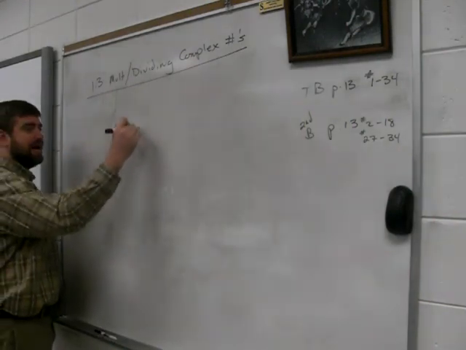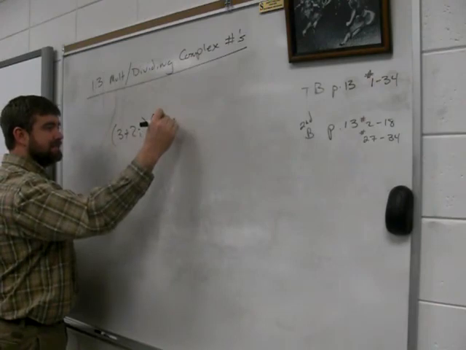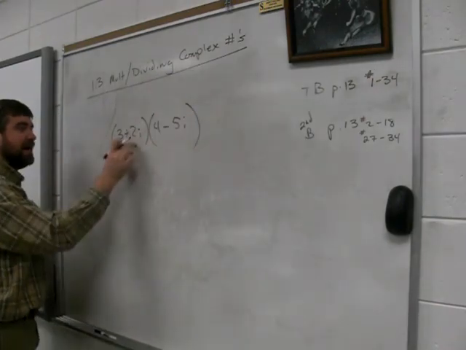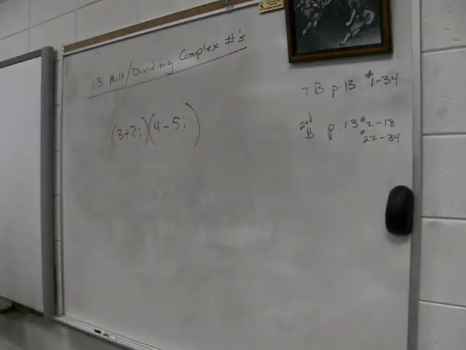3 plus 2i times 4 minus 5i. We have a binomial times a binomial. We have to use the FOIL method. Okay, I know I talked about this yesterday. I'm just hitting it again for the video to make sure that it's on. Binomial times a binomial, you're going to have to use the FOIL method.